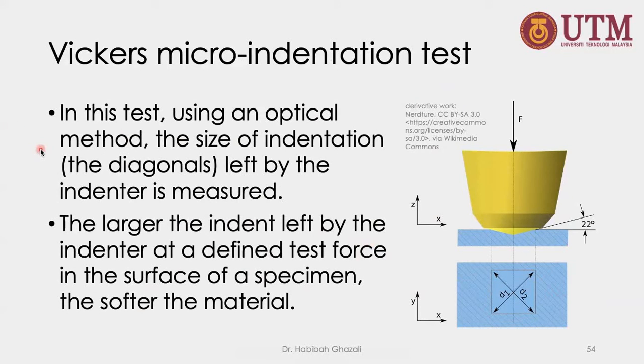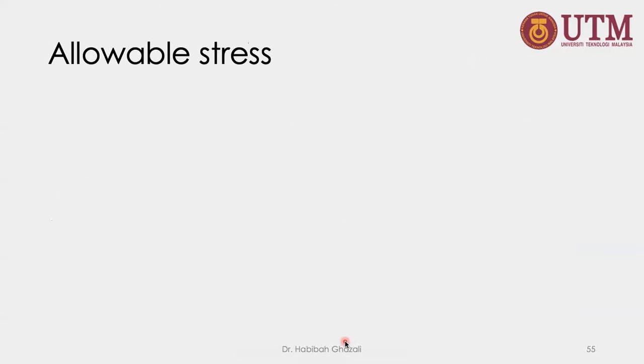Vickers, unlike Brinell, uses a diamond shape, and we calculate from the diamond shape to determine the property, which is the hardness of the material. In this test, using an optical method, the size of the indentation left diagonally by the indenter will be measured. The larger the value of D1 and D2 means the more ductile the material. The larger the indentation left by the indenter at the defined test spots in the specimen, the softer the material.